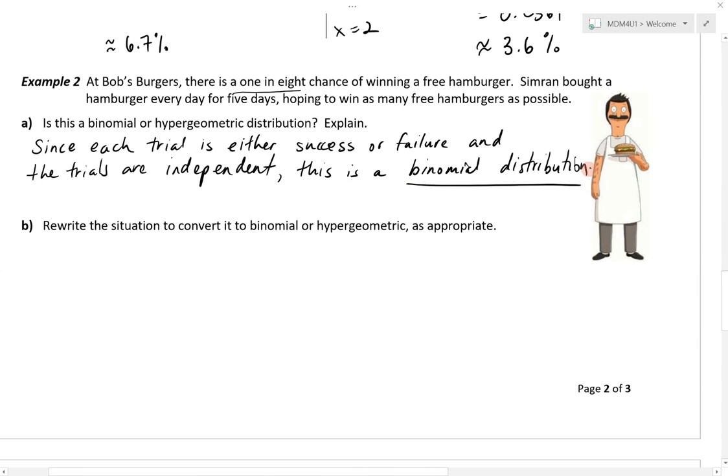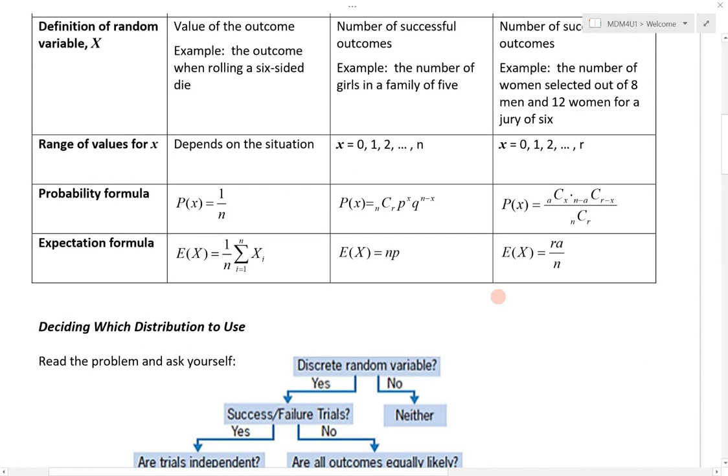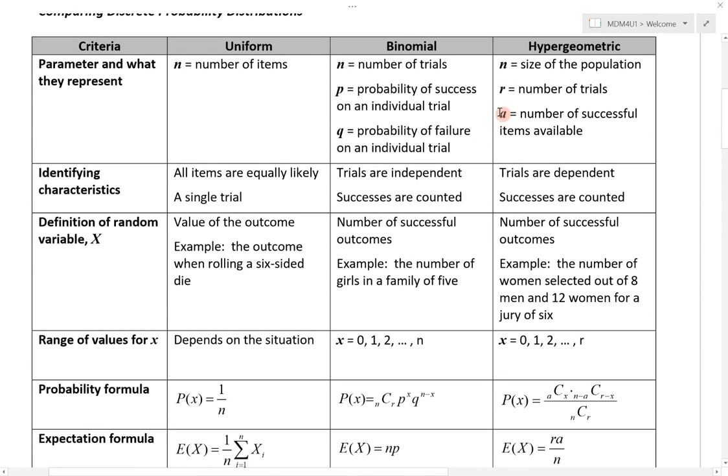Okay? But how would we rewrite the situation to make it a hypergeometric distribution? So if, let's say, for a hypergeometric distribution, what would we need? Think about the variables. A hypergeometric distribution. We need an N. Let's go back to our formula. Let's have a look. Okay, so we're gonna need an N. Okay, we're gonna need R. And we're gonna need an A.